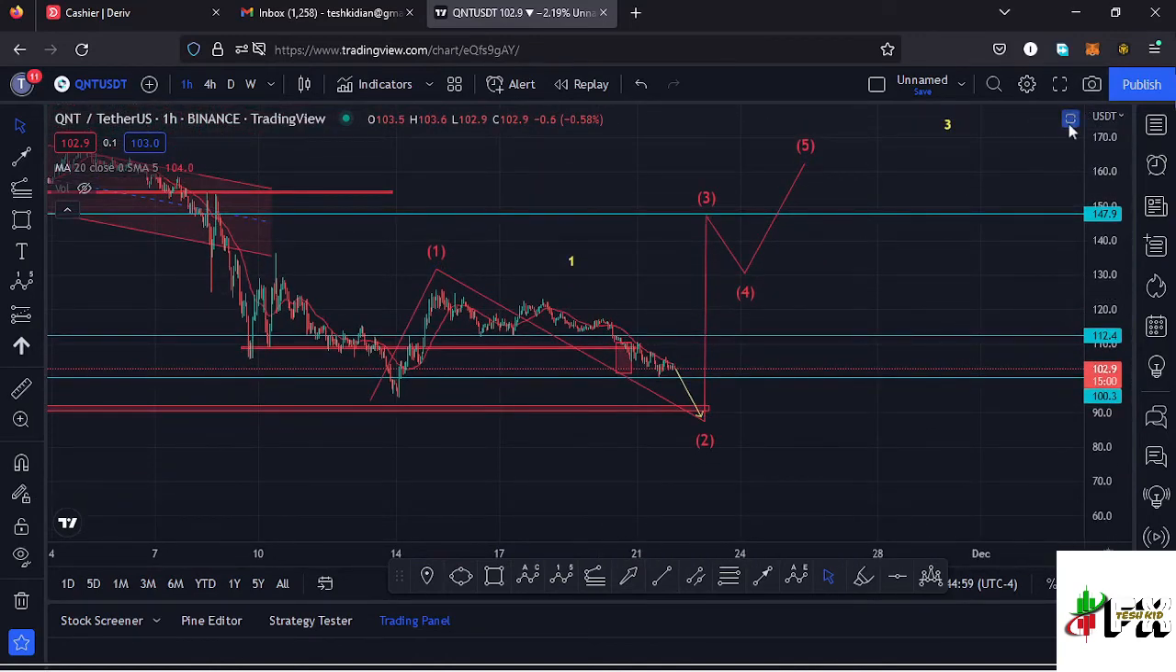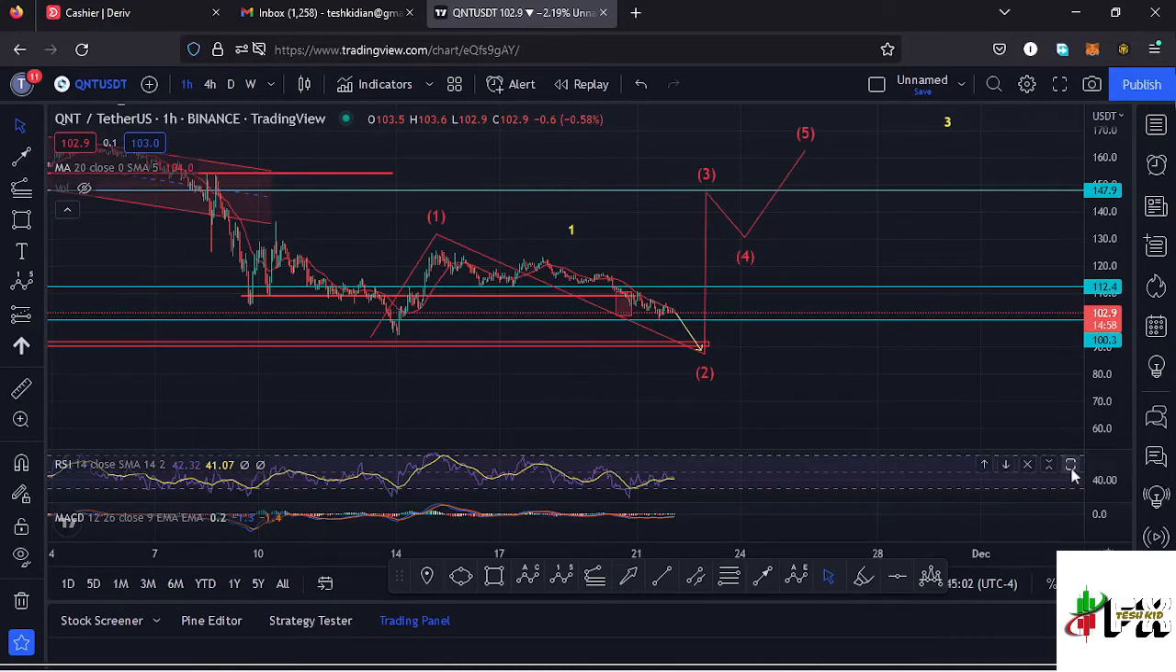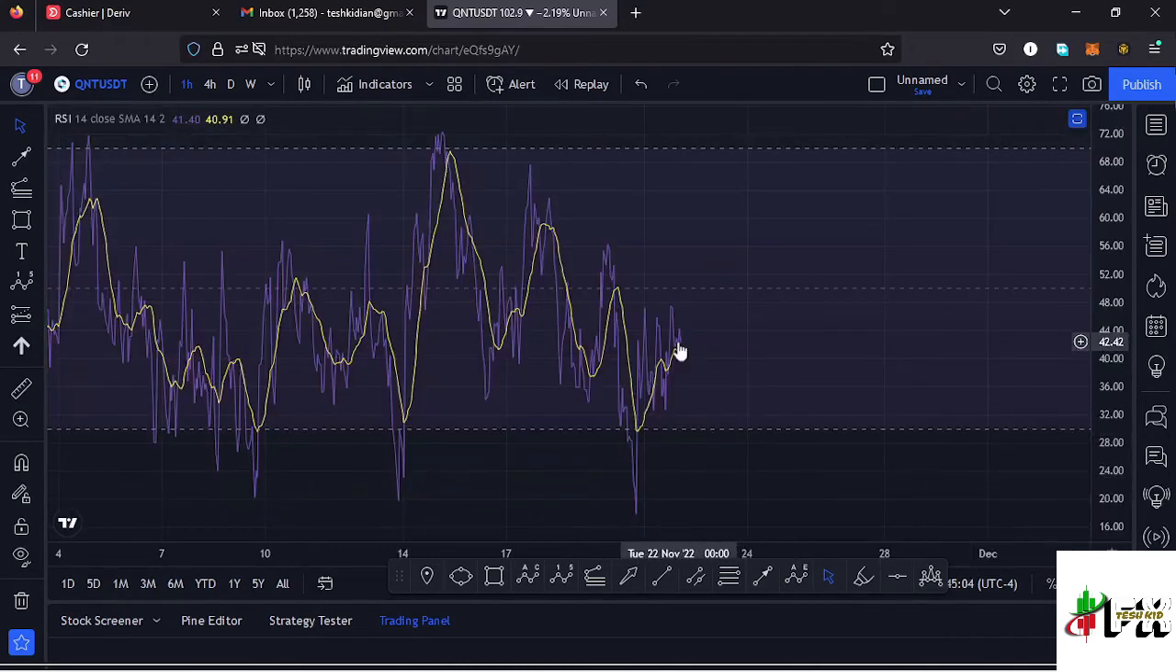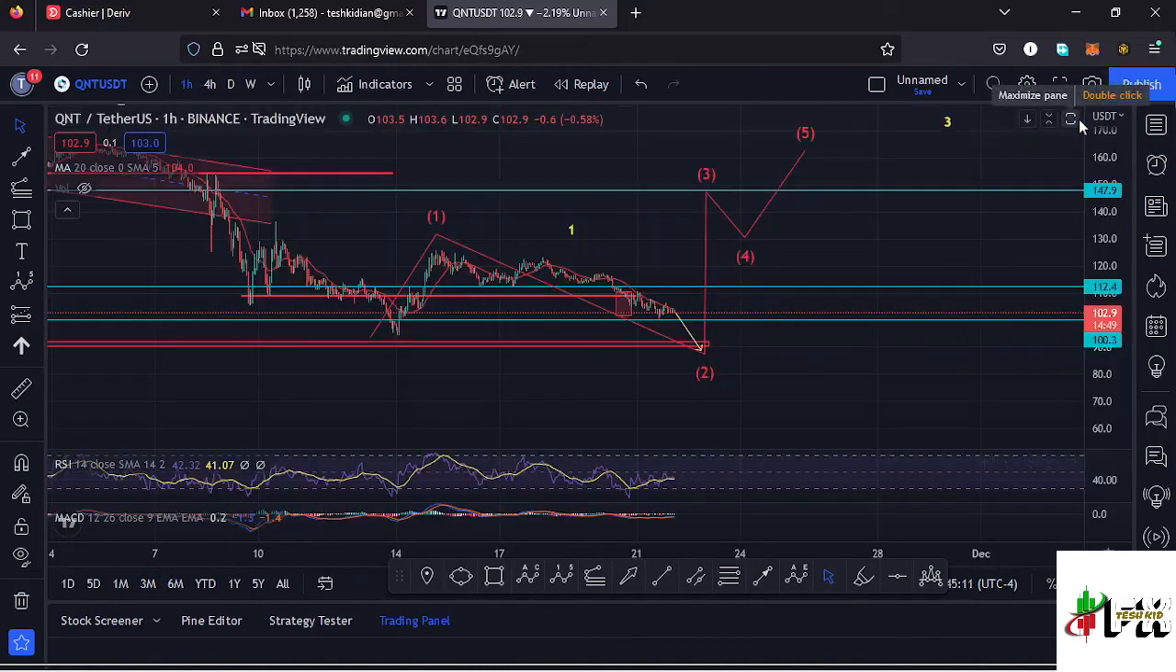Also taking a look at the indicators to see what movements will be supported. Here on the RSI we are trading at around the 42 mark, meaning we have massive room for us to support any movements to the upper side. Also to the lower side will still be supported.